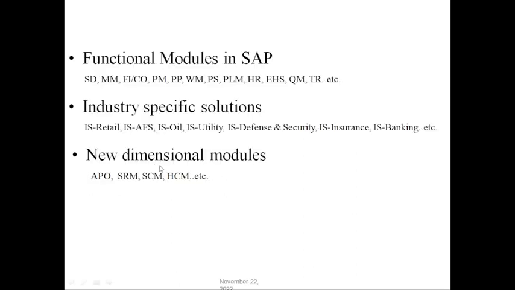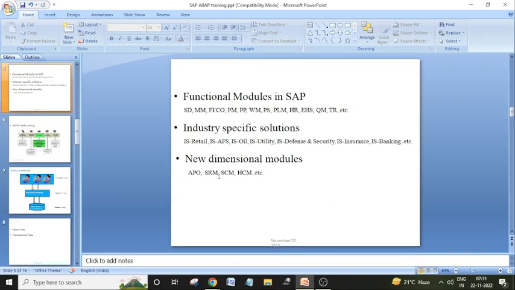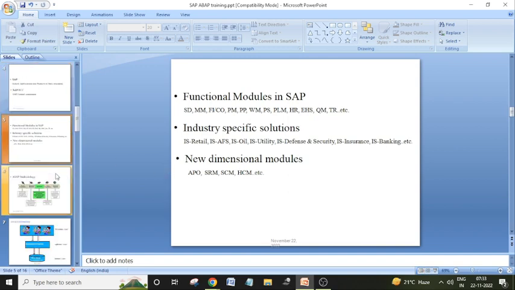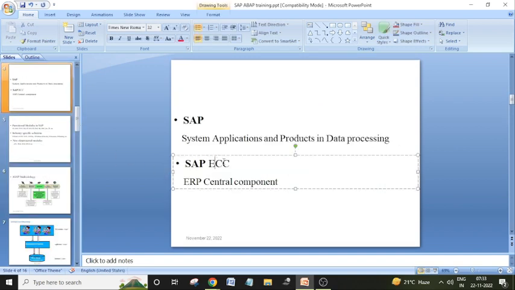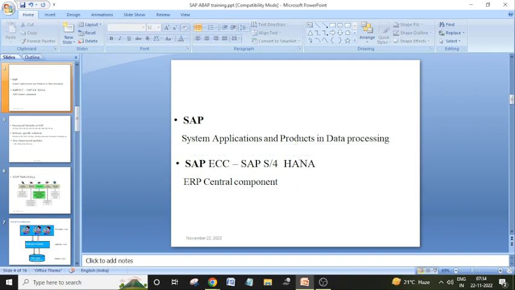So SAP definition: system applications and data products, data processing. So SAP ECC. Now most of the SAP ECC environments are going to migrate to SAP S4HANA. As you know, SAP is an ERP product, and these are versions: SAP ECC and SAP S4HANA. What is the difference between both?